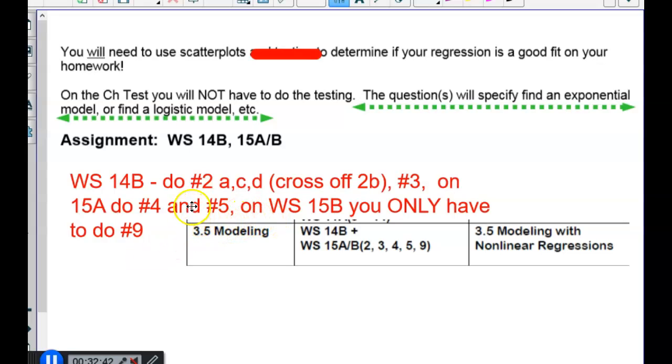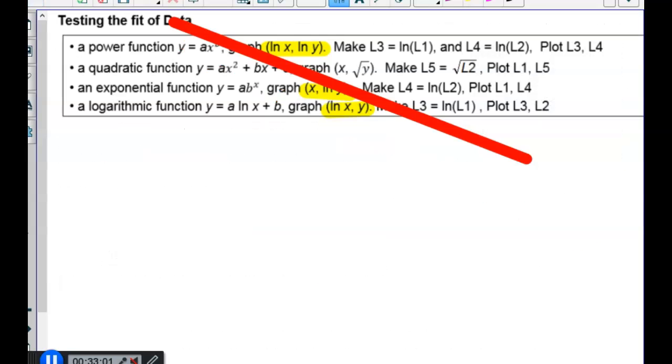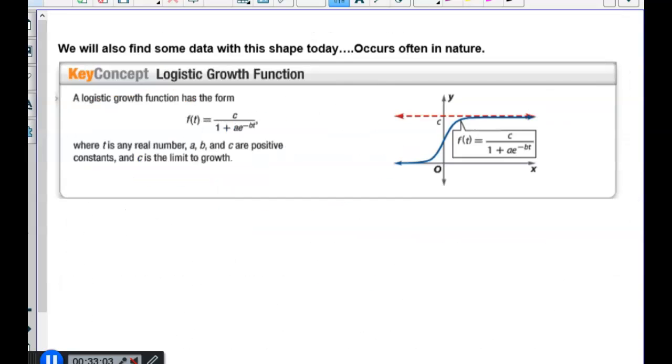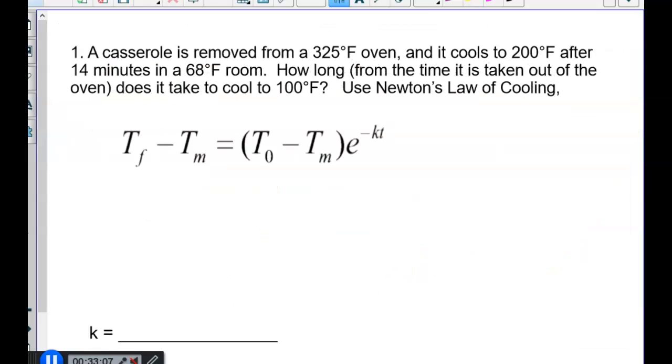On 14B, 2 and 3, but on 2, you don't have to do B. 2 and 3, then 4 and 5 and 9. Everybody good? All right. I'm going to go back. I would like you to come back and do these with me because these are both quiz questions. These were my warm-ups that you don't have.